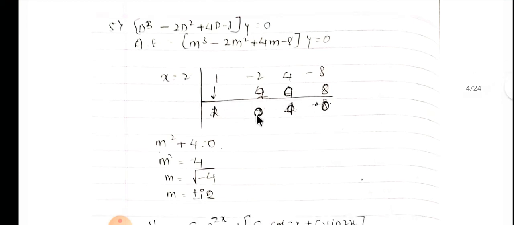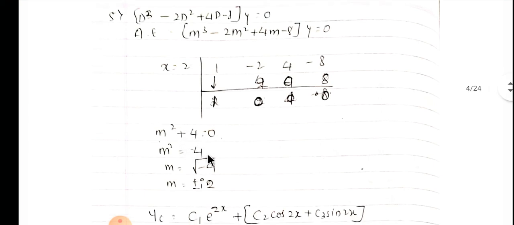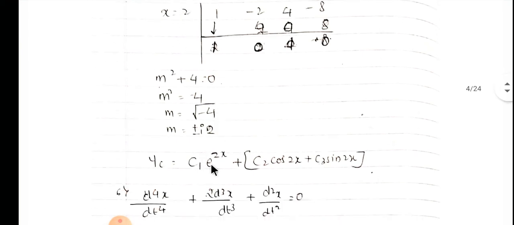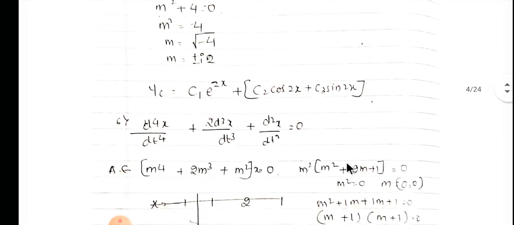Then our equation is m square plus 4 is equal to 0. Then m square is equal to minus 4. Then m is equal to plus or minus 2i. When plus or minus 2i is there, and the other root is 2, therefore y equals c1 e to the power 2x plus, for the imaginary part, c2 cos 2x plus c3 sin 2x.